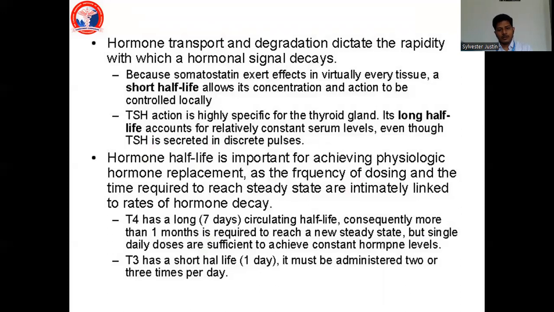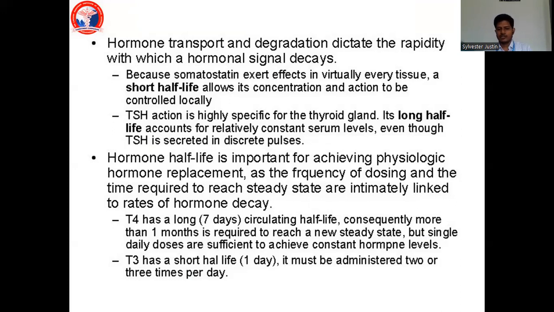Hormonal half-life is also important in achieving physiological hormone replacement, because the frequency of dosing will be linked to the half-life. For example, T4 has a long half-life of 7 days. So to reach a new steady state, 1 month is required. But on the other hand, a single daily dose is sufficient to achieve constant hormone levels for the day.